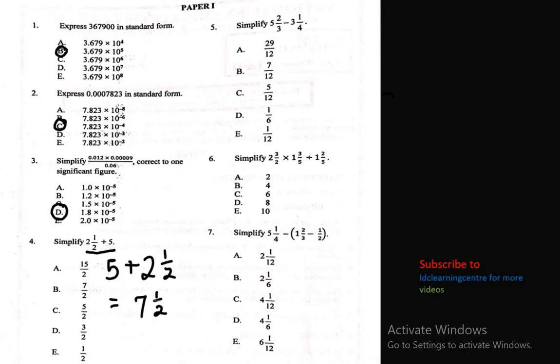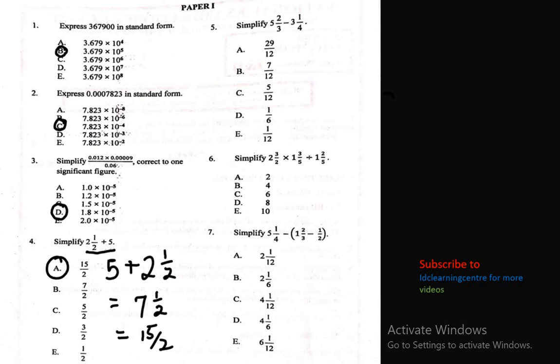But if you look at the options A to E, A to D are improper fractions. So you change what you have to an improper fraction. 2 times 7 is 14 plus 1. That's 15 over 2. And the right option is A, which is 15 out of 2.